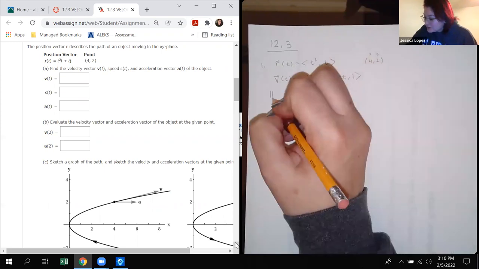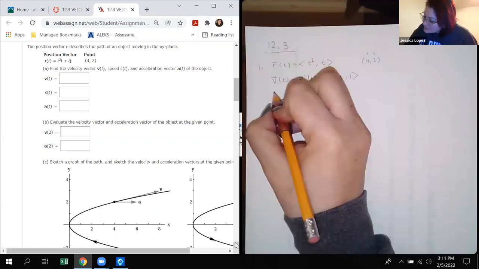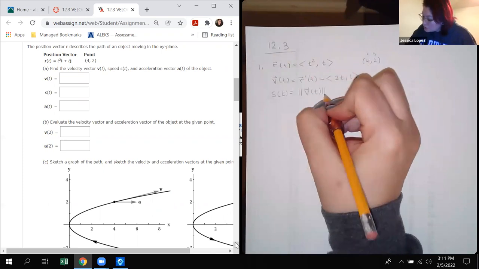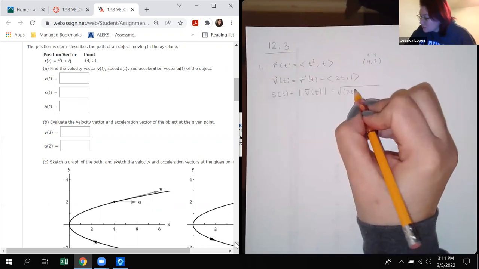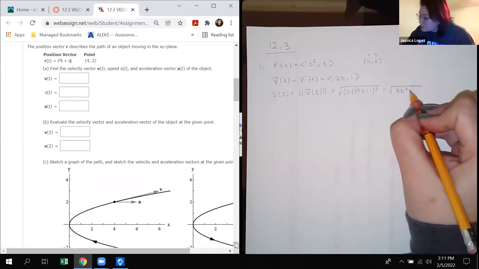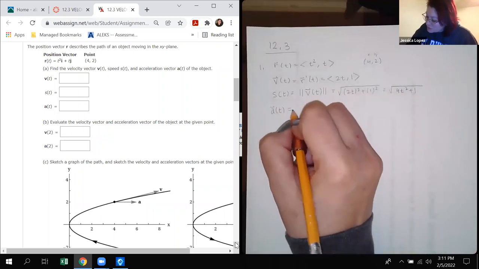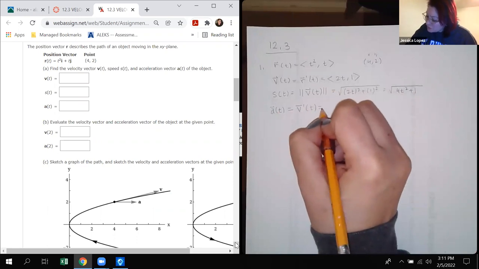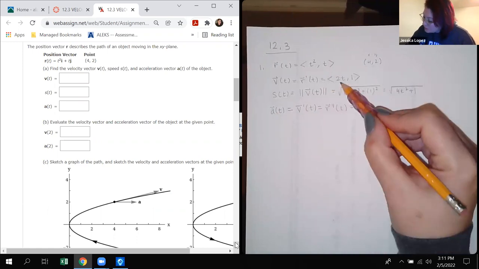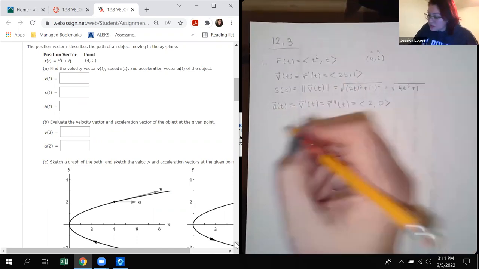Now, if you want to have the speed, which is s of t, s of t is the magnitude of the velocity vector, which means the square root of (2t) squared plus 1 squared, which is essentially the square root of 4t squared plus 1. Then you have the acceleration vector, which is the derivative of the velocity vector, or you can consider it the second derivative of the position vector. So we take the derivative of that, and I just get 2, 0. Okay, that's all for part A.